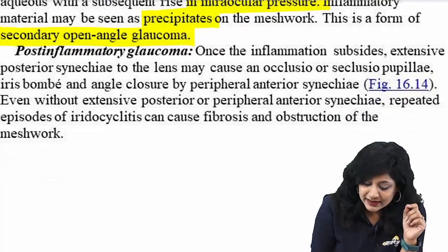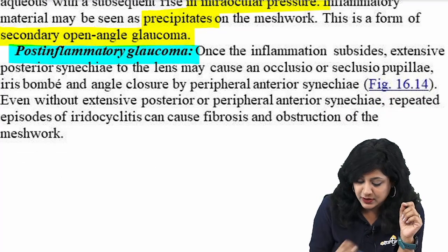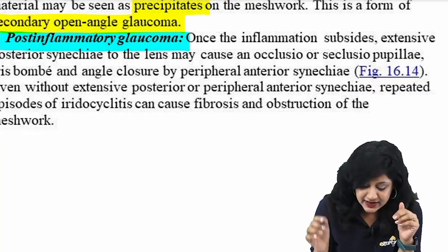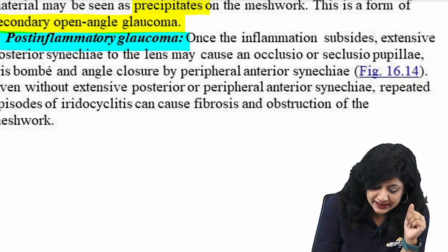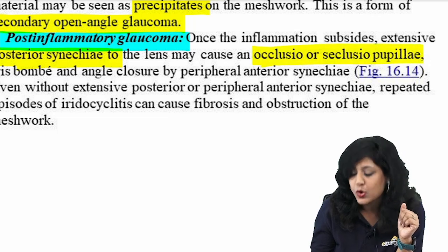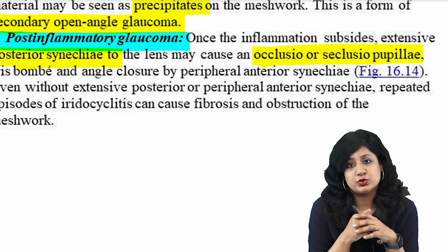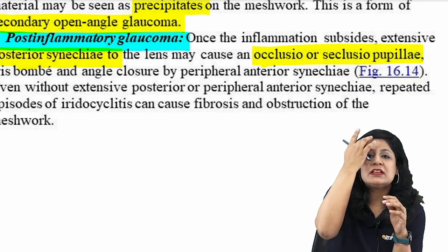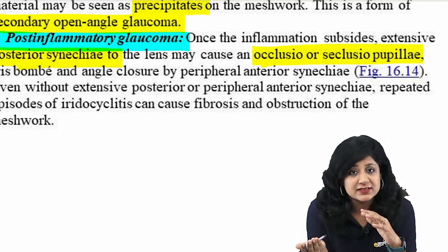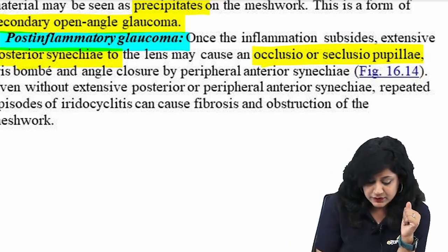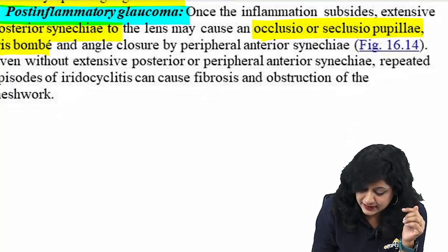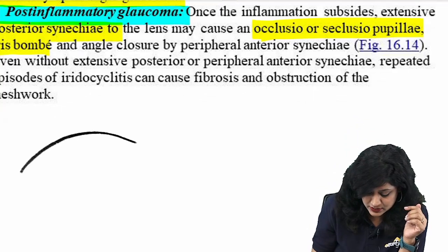Now, second entity is your post-inflammatory glaucoma. Once the inflammation is subsiding, right, the extensive posterior synechiae is going to take place that will cause the occlusio pupillae or the seclusio pupillae. So, whenever you are having the cases of pupillary block due to the synechiae taking place after the cases of inflammation, we will have the formation of the iris bombe and closure by the synechiae. I will explain you. It is something like this.